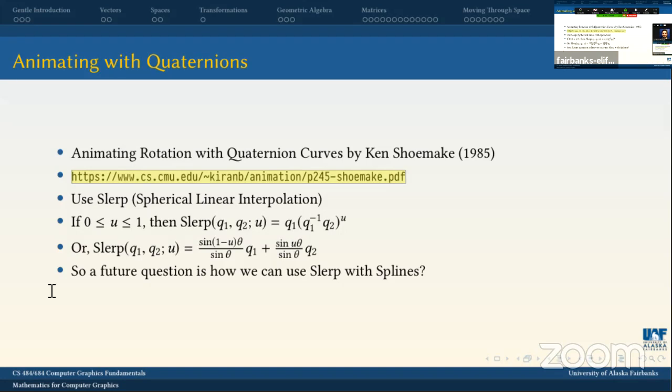Okay, but one thing we didn't answer for this is how can we use these slerps with splines? That's because we haven't talked about splines yet. So I would encourage you to take a look at the Shoemake paper. It's very good. It's one of those foundational computer graphics papers, and it gives you an idea of how they would do animation.